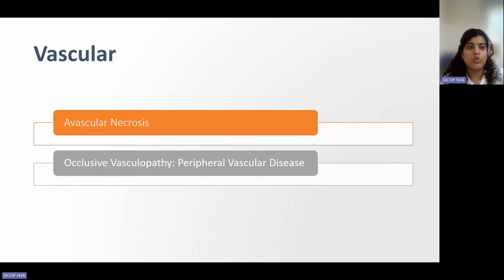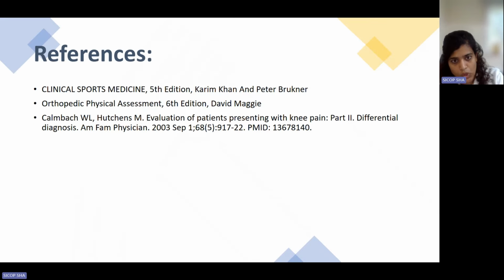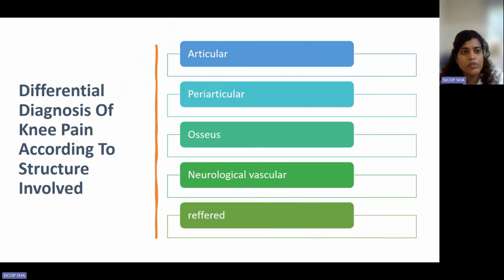Then vascular structures. When we talk about vascular structures, we need to look for avascular necrosis and occlusive vasculopathy, that is peripheral vascular disease. Sometimes that can also lead to knee pain. So that's it from my side. Let's have a quick revision.